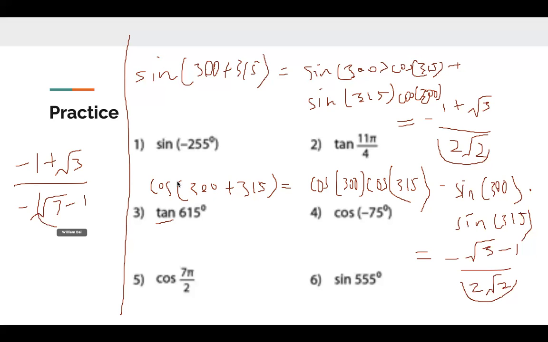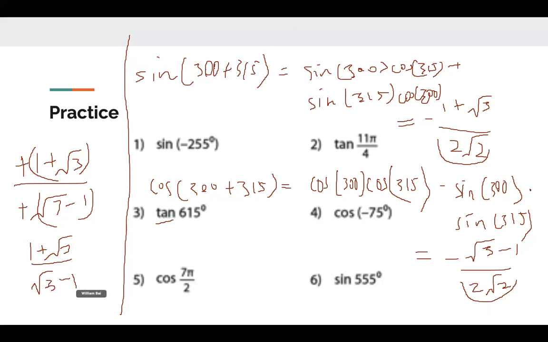Okay. Negative signs cancel out. We get 1 plus root 3 over root 3 minus 1. Which... Wait. Did I do something wrong? Yes, I did. Wait, did I? Okay, so we get this, 1 plus root 3 over root 3 minus 1.